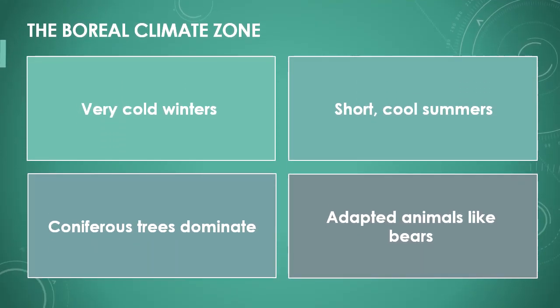The boreal climate zone, also called the taiga, is found at high latitudes, particularly in North America and Russia. It is known for very cold winters and short, cool summers. This zone is primarily populated by coniferous trees, which are well adapted to the cold. Animals here, such as bears and moose, are also adapted to the cold climate.